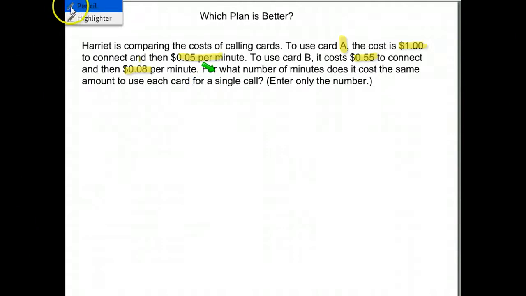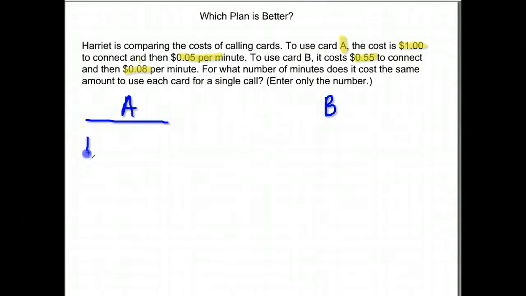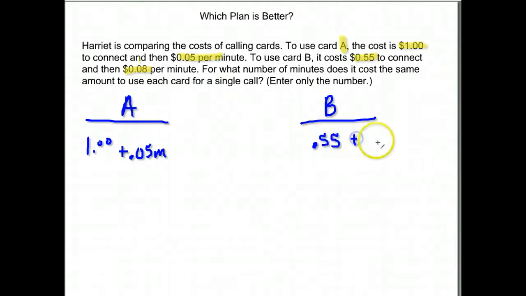Okay, so we want to take a look at how much each one costs. So for card A, and we'll do card B over here. For card A, you have to pay $1 to hook up and 5 cents for every minute. So that's the way we'd write that. $1 to hook up, 5 cents for every minute after that. Card B costs 55 cents just to hook up, and then 8 cents for every minute. So 8 times the number of minutes.